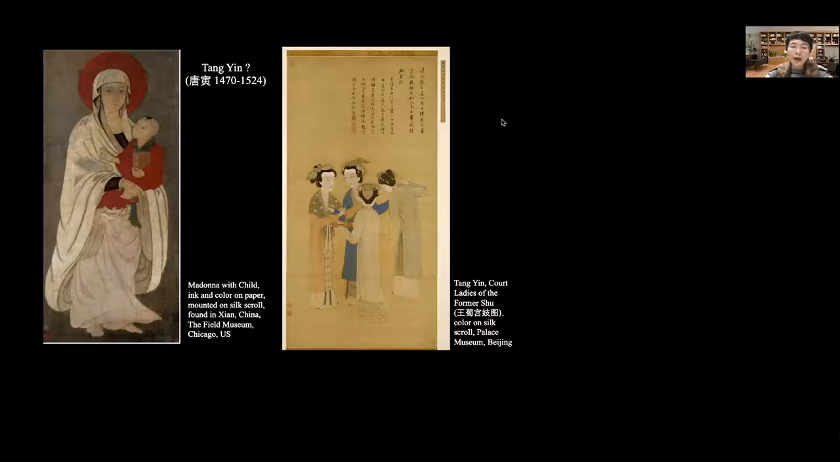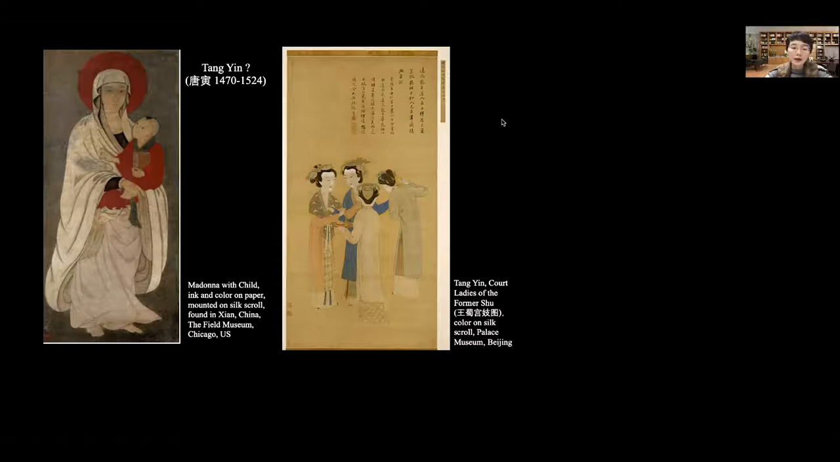Most scholars propose the inscription and seal of Tang Yin are forged, so they might be fake. Some argue for a 17th century date of the late Ming Dynasty, as a contemporary of Matteo Ricci, but others argue for a later 18th century date of the mid-Qing Dynasty.